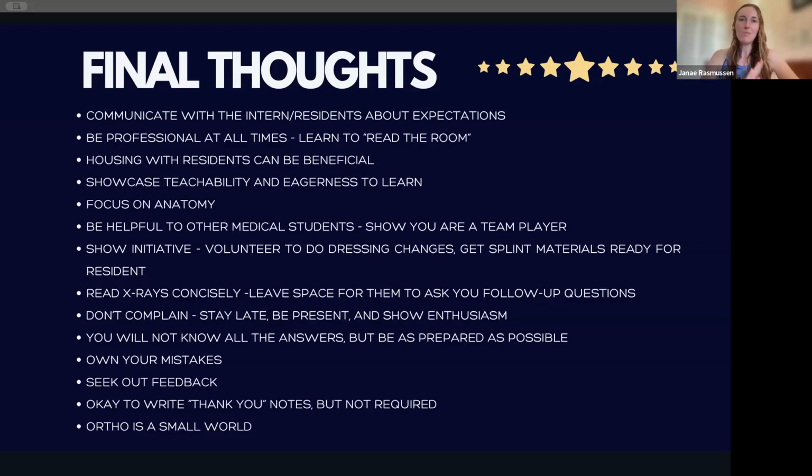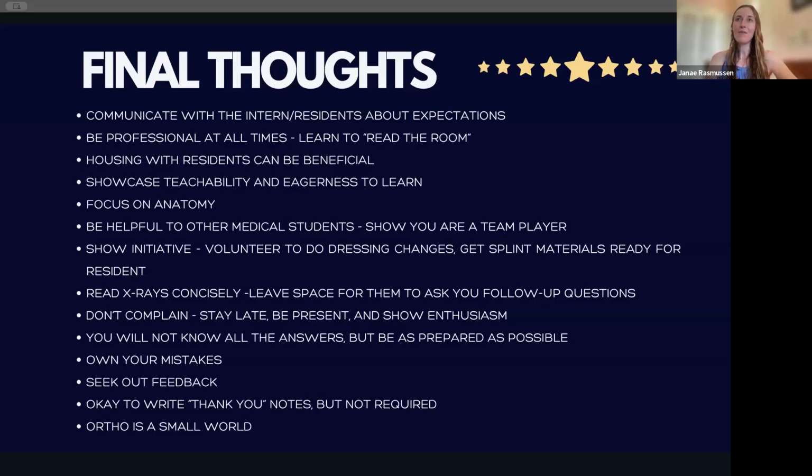And then ultimately, the most important takeaway out of all this is ortho is a very small world. You never know who knows who and the impact they might have. So if you make a bad impression with one resident, they're probably friends with residents at another program, and residents, attendings, they talk. So make sure that you are always showcasing your best self. We're all going to make mistakes. Showcase that you're a professional, showcase that you are kind, showcase that you're a team player, and the rest will fall into place.